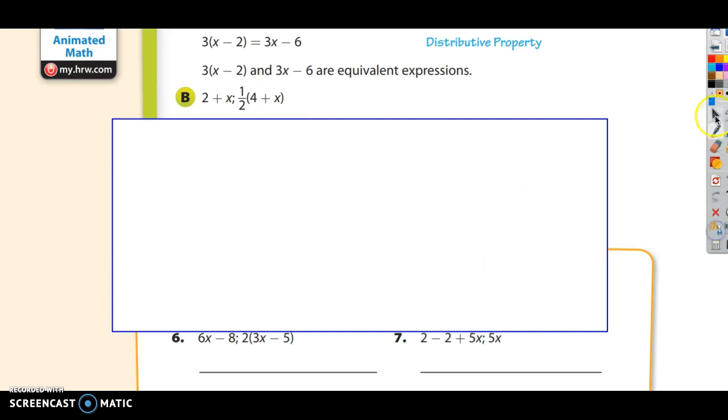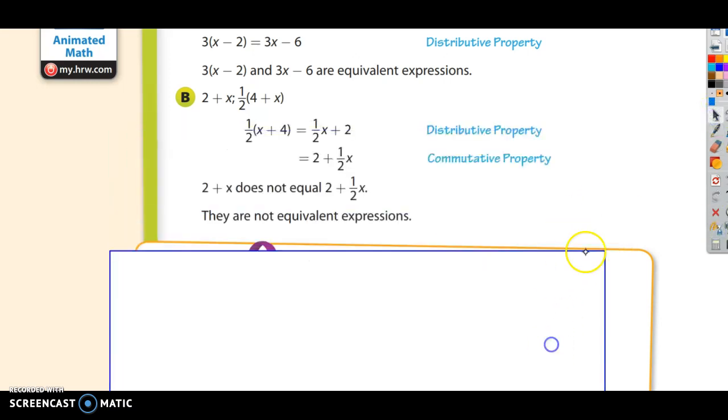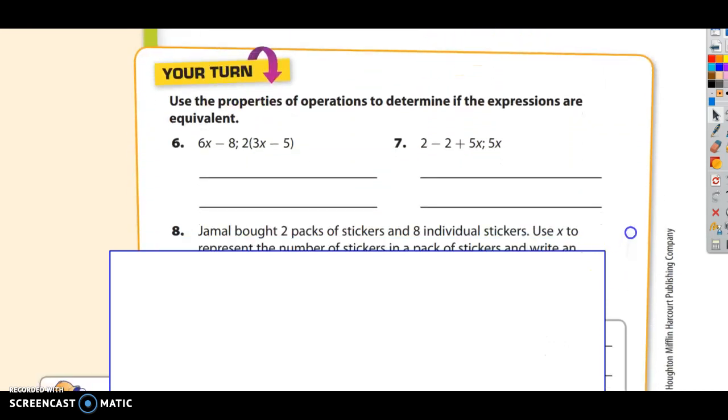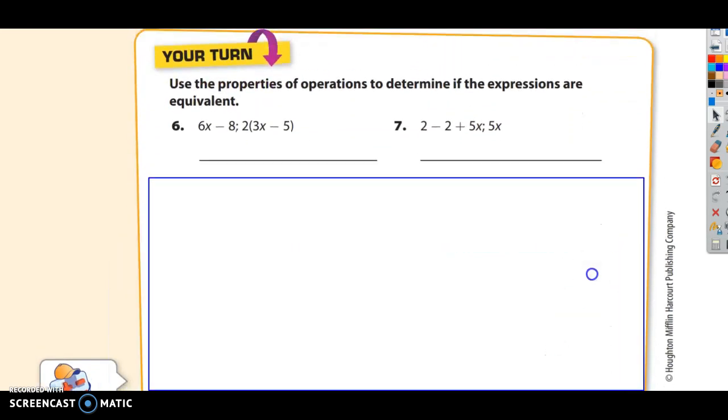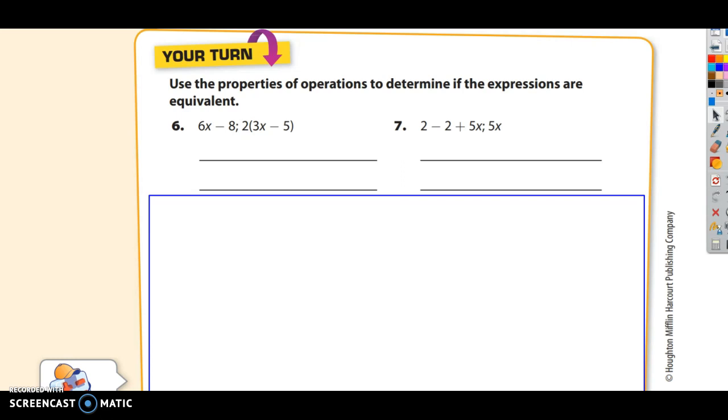Okay, let's move on. We're going to practice on here. Your turn. We've got number 6 and 7. It says, use the properties of operations to determine if the expressions are equivalent. In other words, is this 6x minus 8 equal to 2 parentheses 3x minus 5?